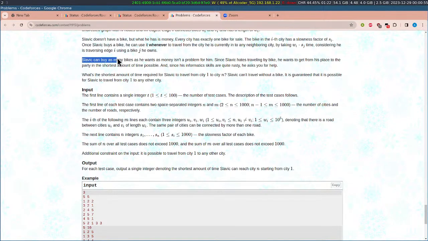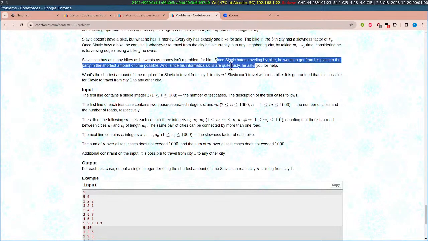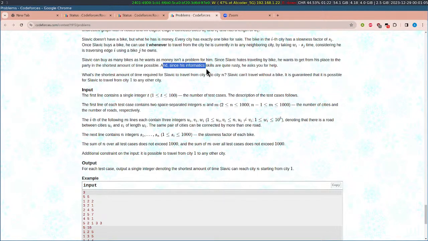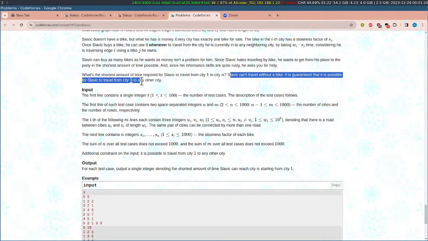Salik can buy as many bikes as he wants, as money isn't a problem for him. Since Salik hates traveling by bike, he wants to get from his place to the party in the shortest amount of time possible. And since his informatics skills are quite rusty, he asks you to help. What is the shortest amount of time required for Salik to travel from city 1 to N? Salik can't travel without a bike. It's guaranteed that it is possible for Salik to travel from city 1 to any other city.